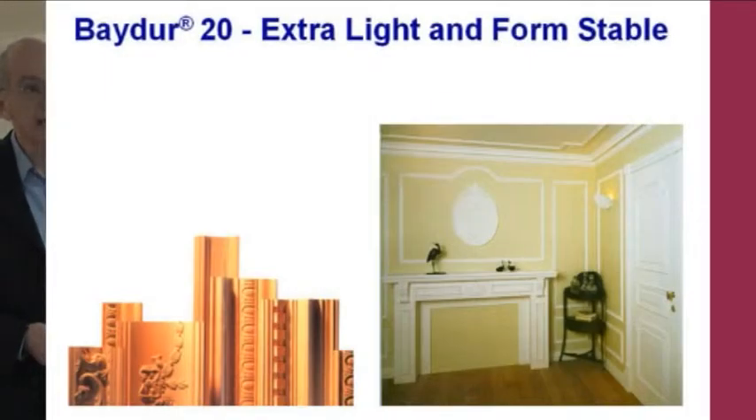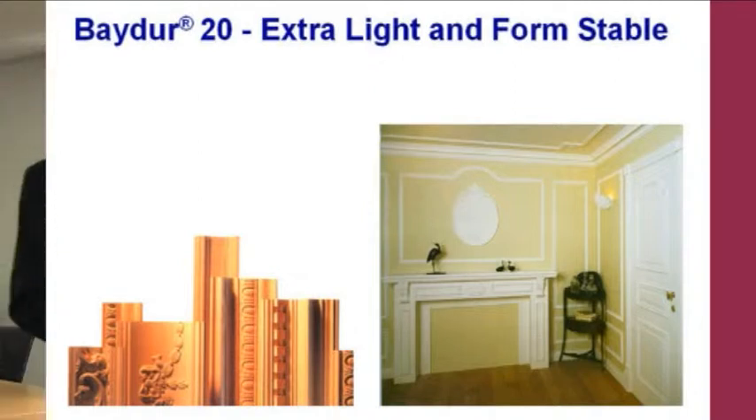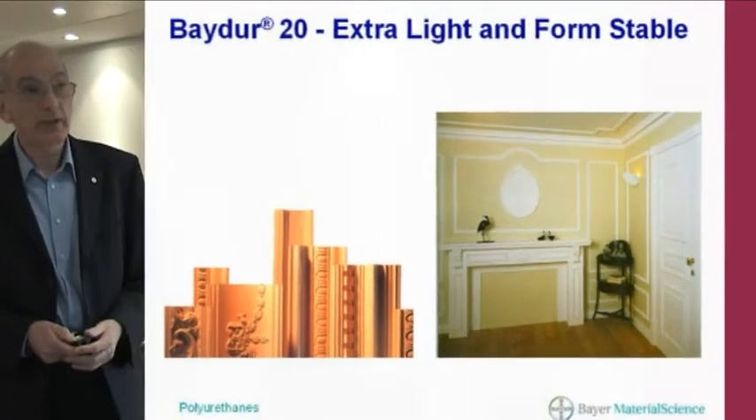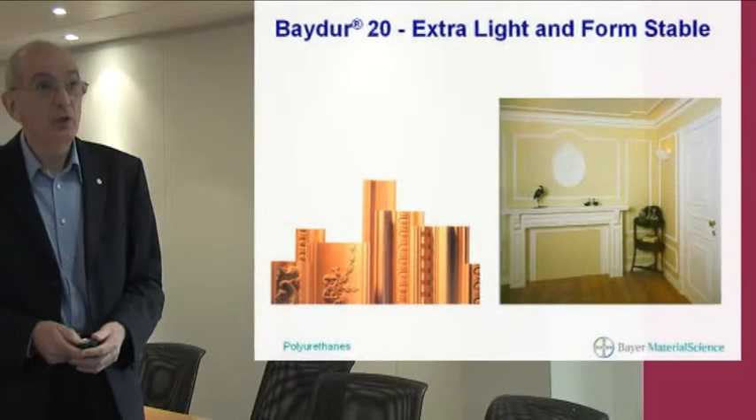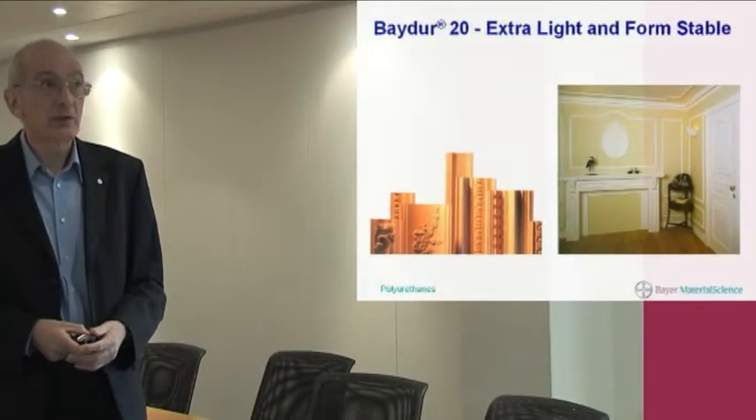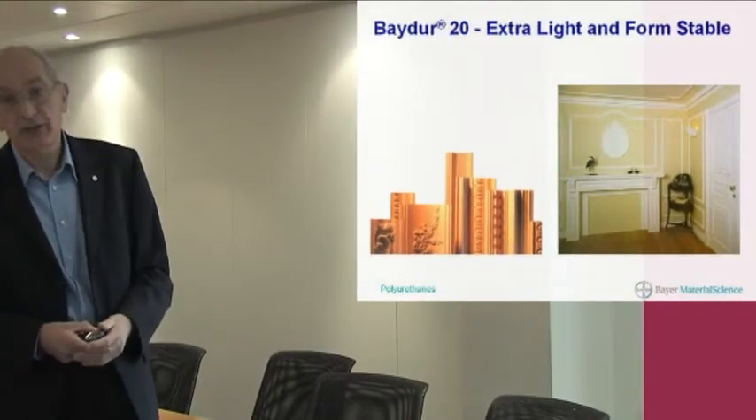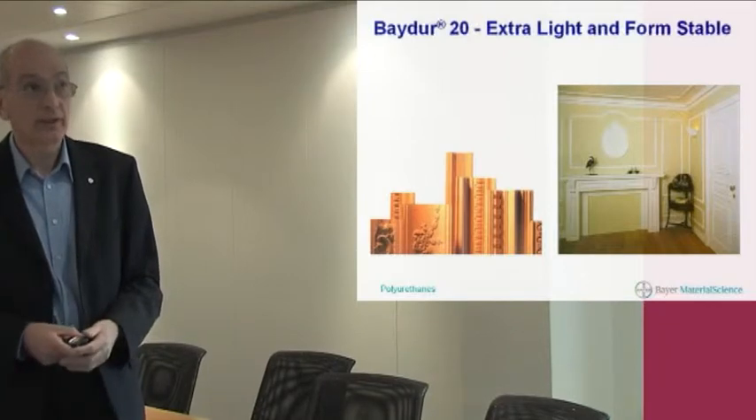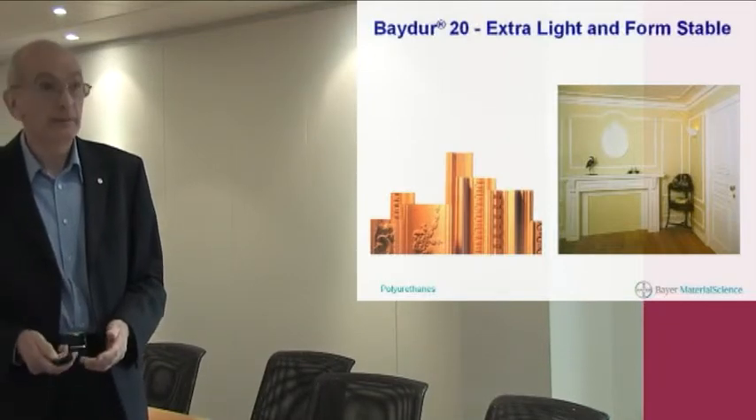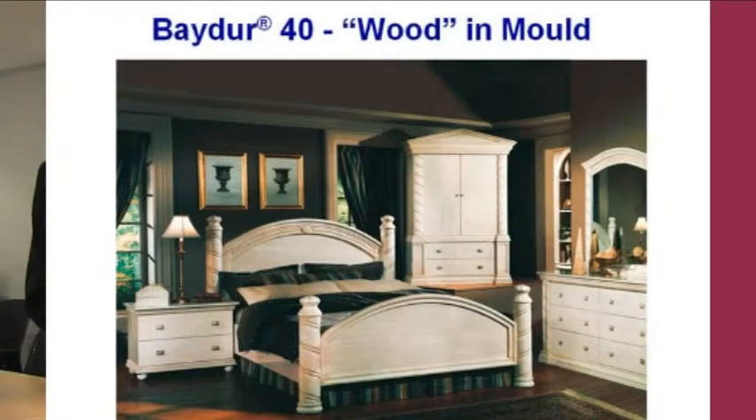Now I'll give you some examples of components and parts made in the various grades of Baydur and Bayflex. First we start with Baydur 20, the low density material, which is frequently used for coving and other decorative architectural components, as shown in this illustration. Baydur 40, this slightly higher density, can be used as a replacement for wood for structural components.